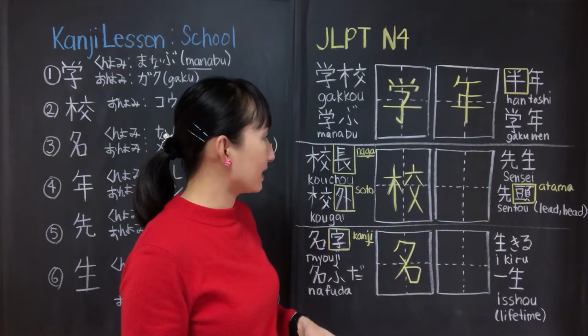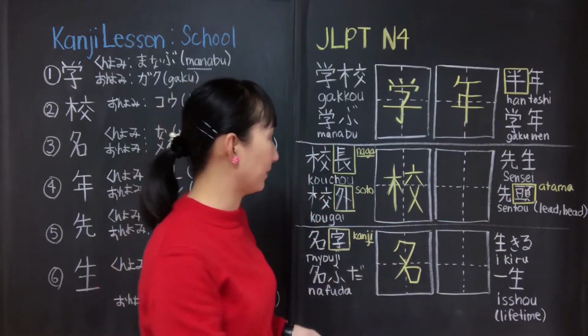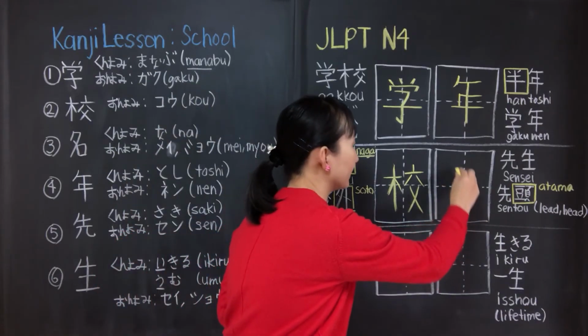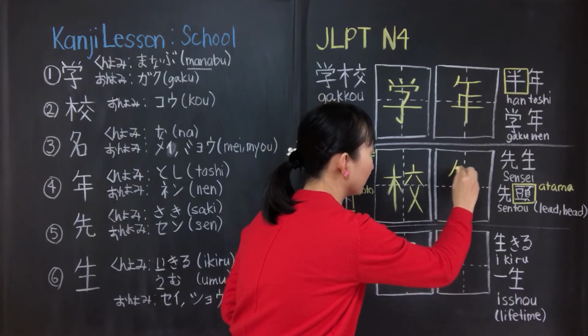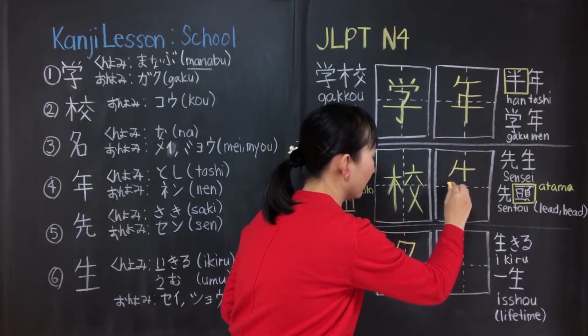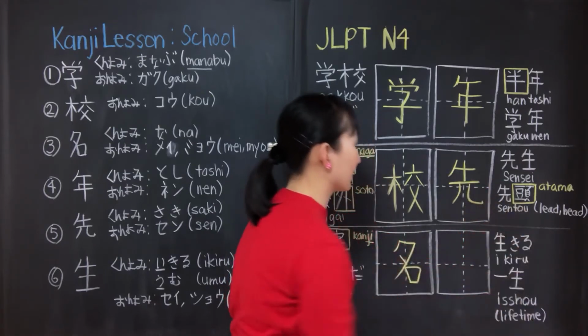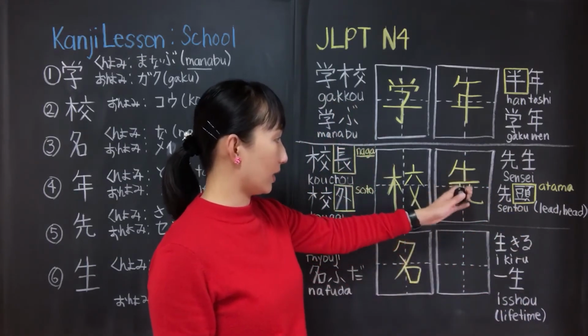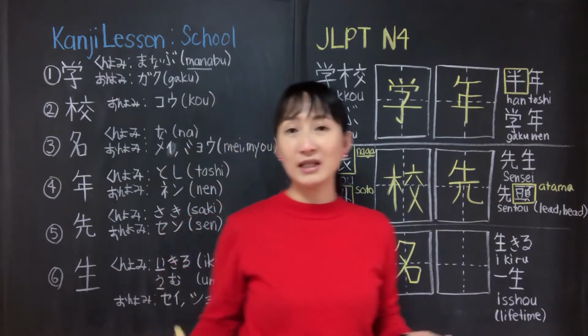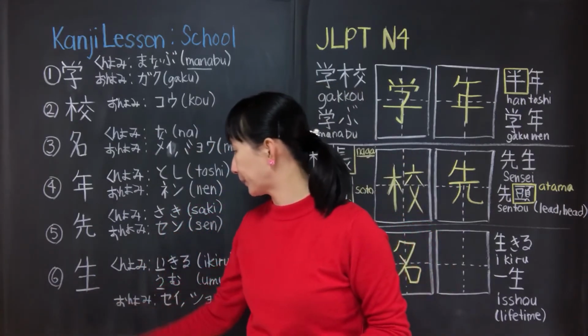Okay, so this is how we write saki or sen. 1, 2, 3, 4, 5, and then 6. Sen or saki. Our last kanji is this one.